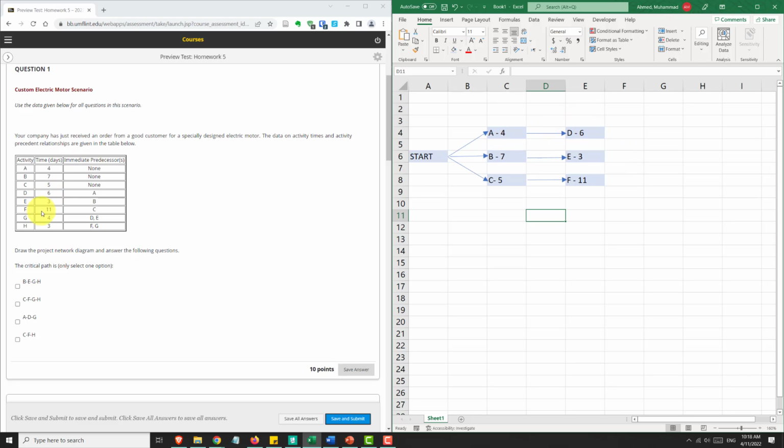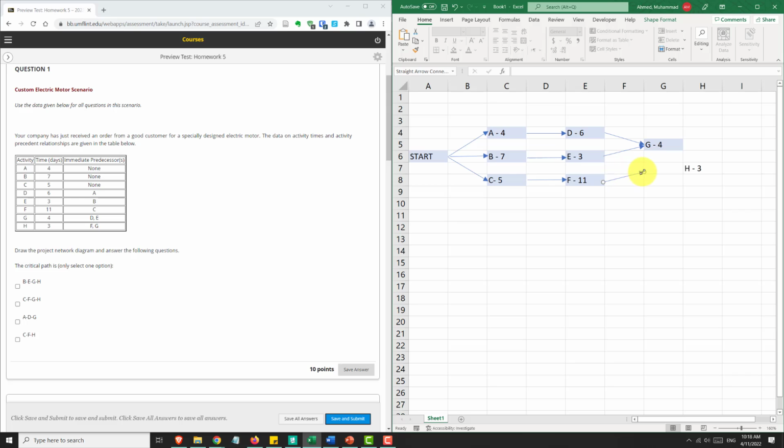Now we'll look at G. G depends on 2 activities, D and E. So once you do D and E, you can do G, which takes 4 days, and H depends on F and G. So you can do H, which takes 3 days, after you've done F and G both. We draw the arrows for G first. The arrows will go from D to G, and then from E to G.